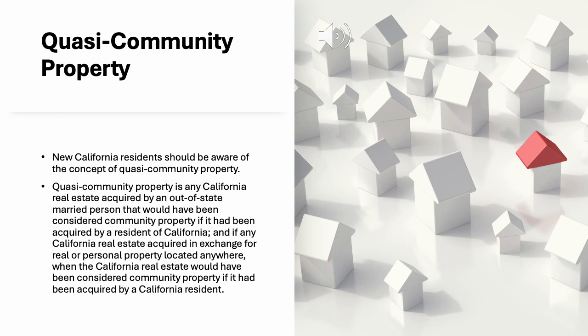Quasi-community property is any California real estate acquired by an out-of-state married person that would have been considered community property if it had been acquired by a resident of California. It also includes any California real estate acquired in exchange for real or personal property located anywhere, when the California real estate would have been considered community property if it had been acquired by a California resident.